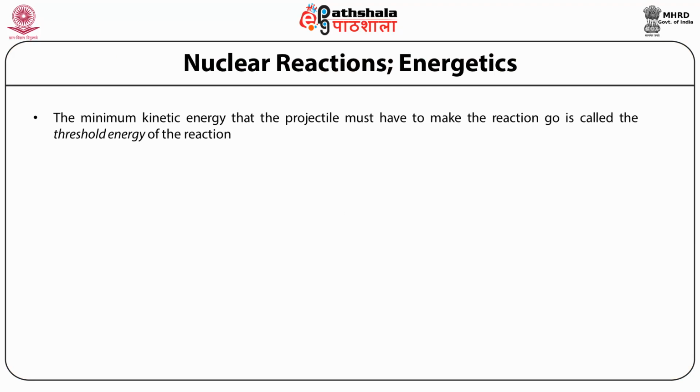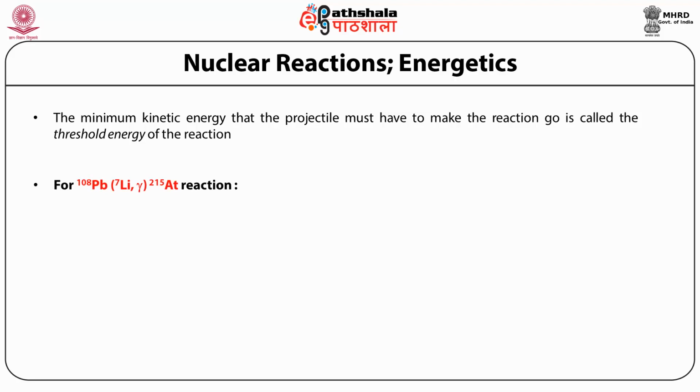Nuclear reaction energetics. In this slide also, we are continuing our discussion about the energy in the nuclear reaction. The minimum kinetic energy that the projectile must have to make the reaction go is called the threshold energy of the reaction. So it should be understood by now that to initiate any reaction, there is always a minimum energy requirement as per the conservation laws. Whatever minimum energy is required to initiate a reaction is called the threshold energy, and this threshold energy must be satisfied.